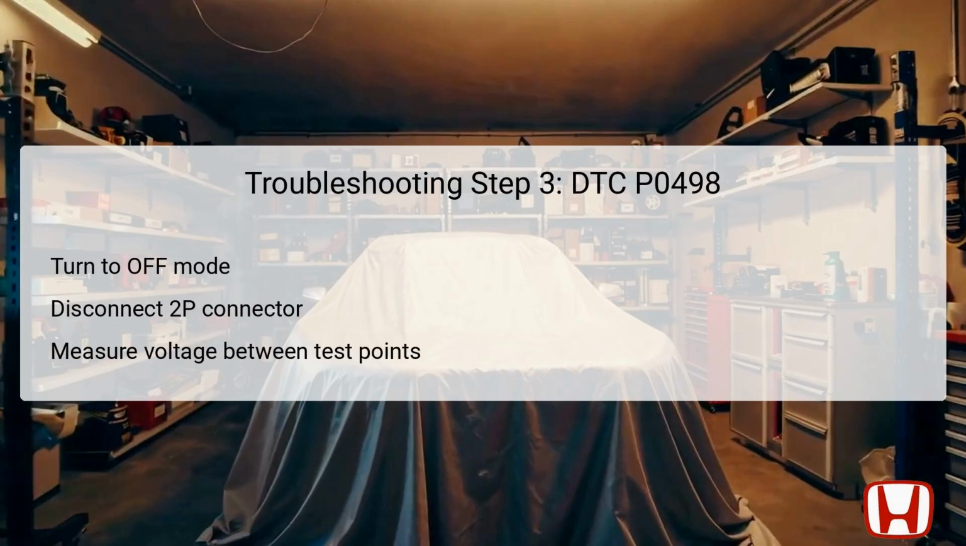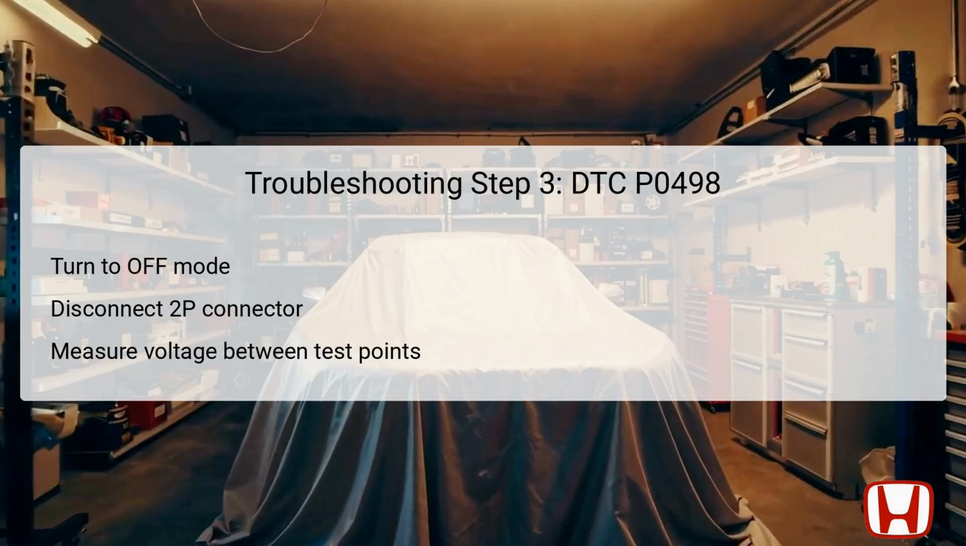In step 3 of the troubleshooting process, the vehicle system is prepared for a more detailed electrical inspection of the EVAP canister vent shut valve circuit. Begin by turning the vehicle to the off-lock mode to ensure safety during testing. Disconnect the EVAP canister vent shut valve 2P connector, which secures the electrical connection to the valve.